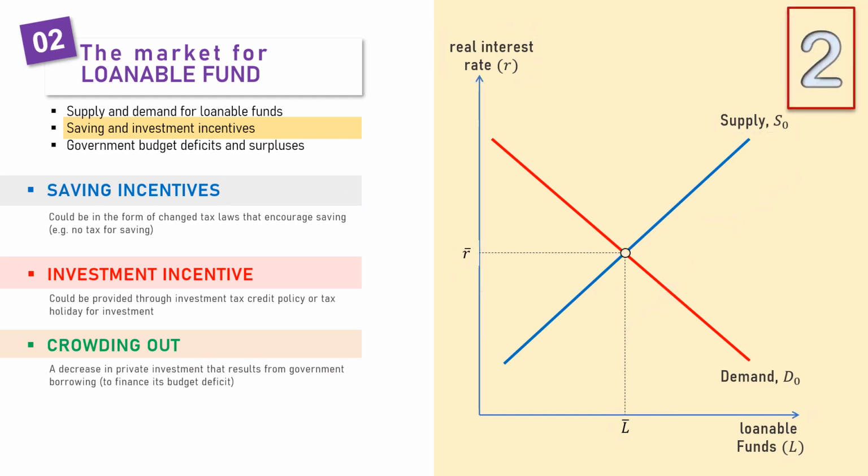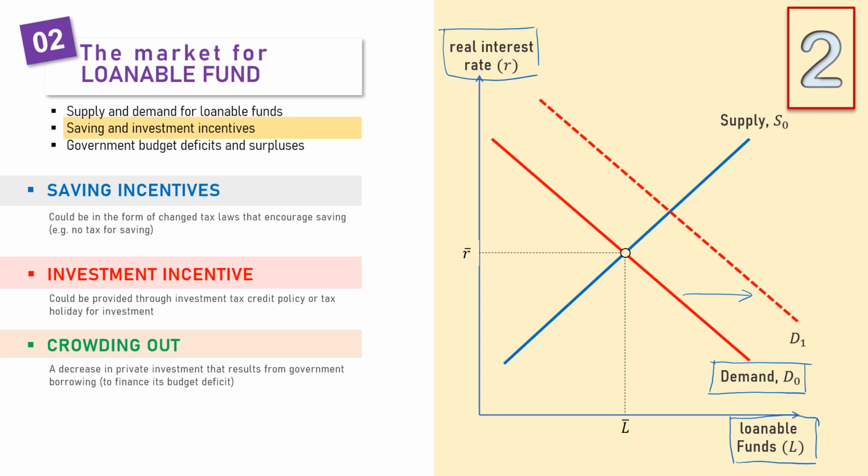Similar to saving incentive, investment incentive, of course, will affect one of the curves here. Since we know that investment is the source of demand for loanable funds, what's going to be affected by the incentives will be the demand curve. So when the investment incentives are given, there will be a shifting of the demand for loanable funds to the right like this, and the interpretation is quite similar. It means that at every level of real interest rate, the demand for loanable funds is now higher.